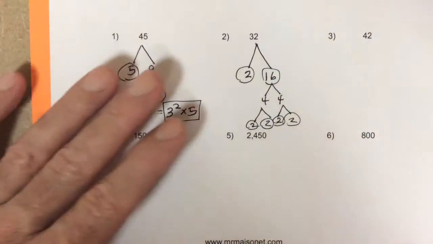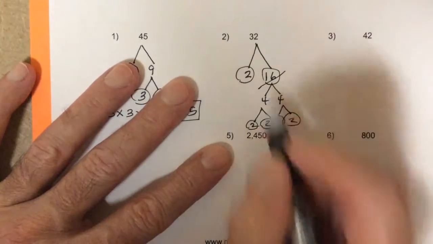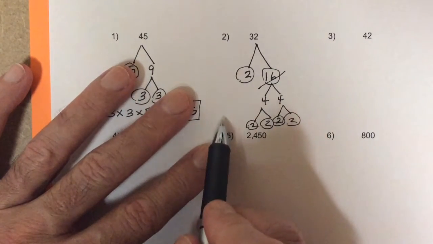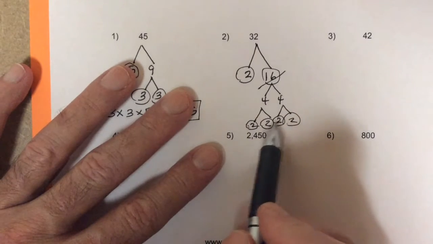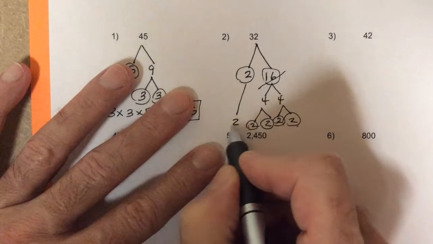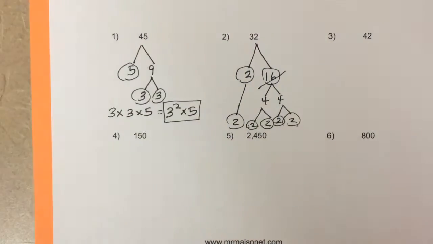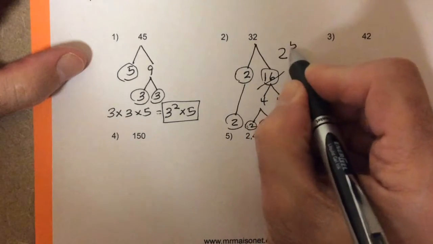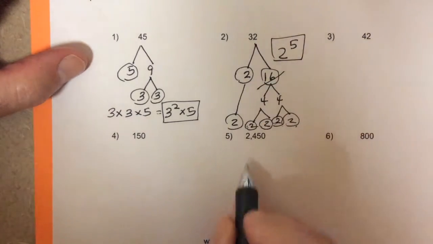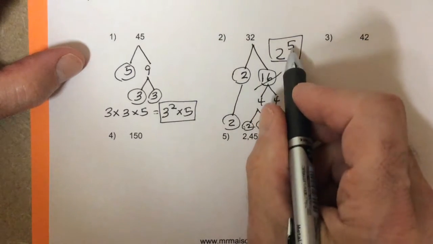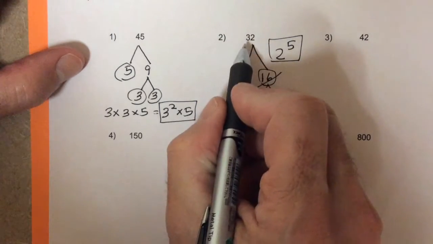So if I look at my prime numbers, this one should not be circled. 2 times 2. 2 times 2 times 2 times 2 times 2. On the example, they brought this number down, so you did not forget it. So this would be 2 to the 5th power. There's 5 of them. If you multiply 2 to the 5th power, you should get 32.